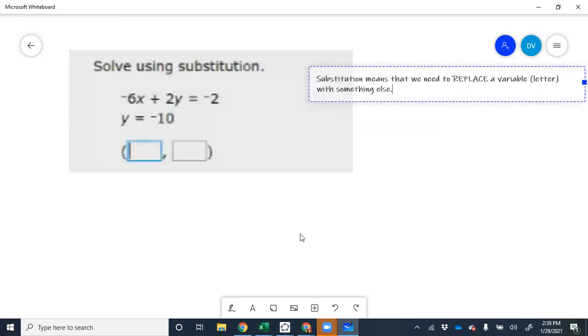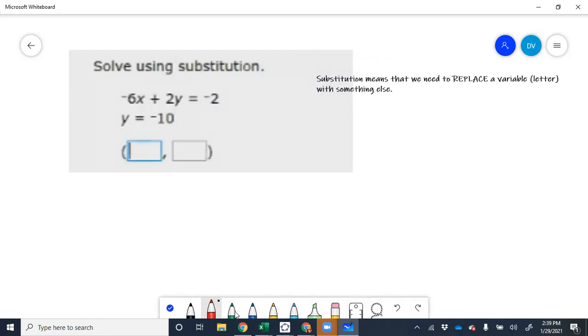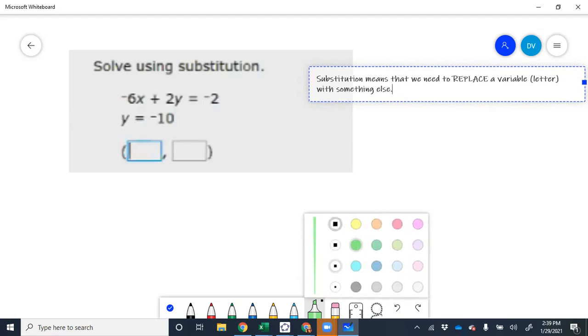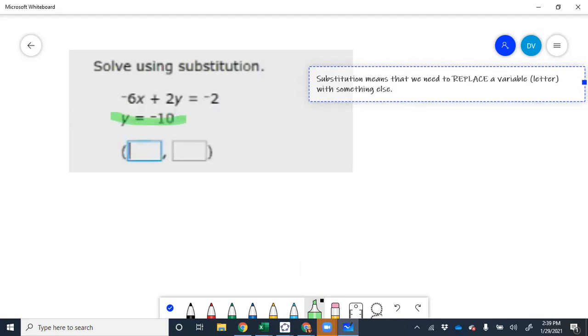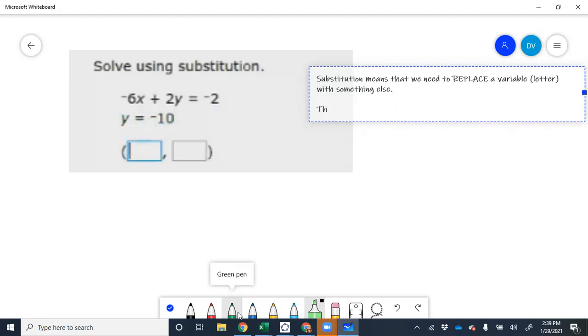Now, I have a question. The answer is right here on the screen. I'm going to give you a hint. What is y equal to? That's not what it says. It says that y is equal to -10, doesn't it? Okay, let me write that here. This problem says that y is equal to -10.